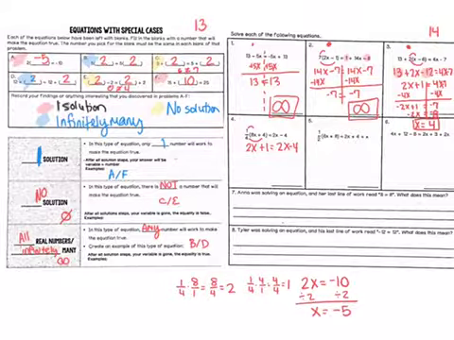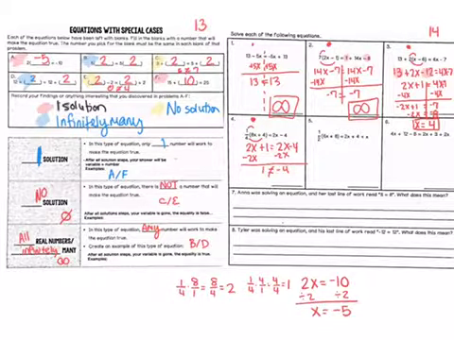I have variables on both sides of the equal sign. I'm going to move all the variables to the left. So I'm going to subtract 2x from the right side and do that to the left side. On the left, 2x minus 2x cancel, and I'm left with just a 1. On the right side, 2x minus 2x cancel, and I'm left with a negative 4.